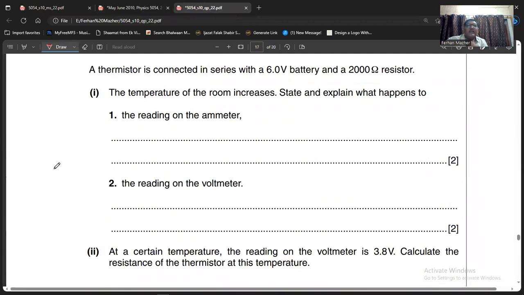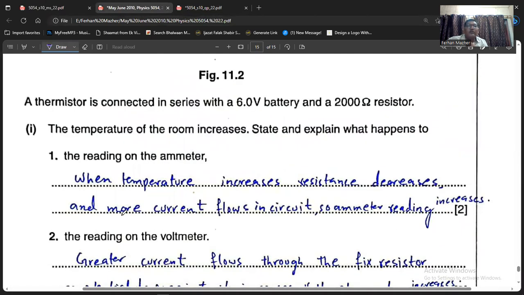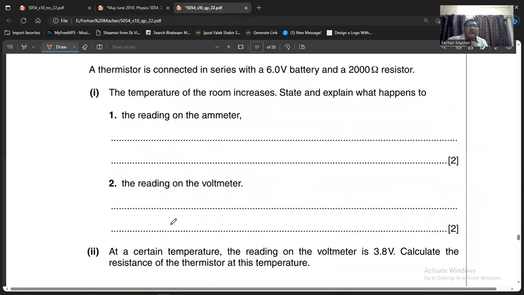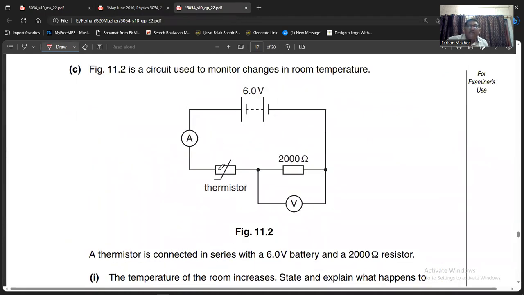Then it says the reading on the voltmeter. Okay, they want me to find out the reading. You see, as its resistance becomes less, a larger current is flowing. Now think about this. The fixed resistor's resistance has not changed, but the amount of current flowing through it has increased. Its resistance is constant, but the current flowing through it has increased.